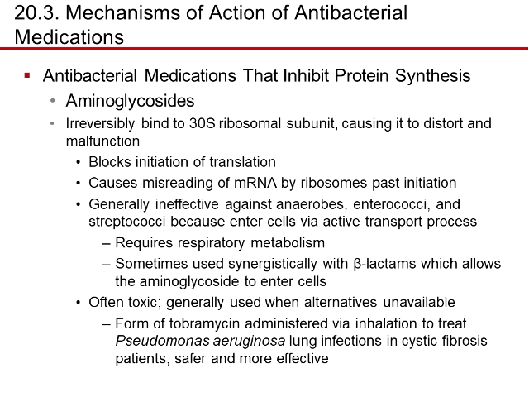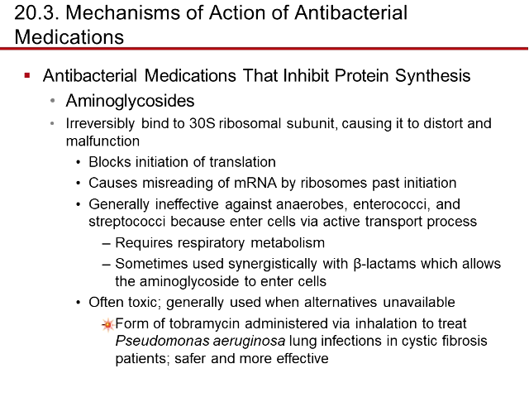Aminoglycosides, for instance, irreversibly bind to the 30S ribosomal subunit, causing distortion and malfunction. It blocks the initiation of translation and causes the misreading of the messenger RNA by the ribosome past initiation. Generally ineffective against anaerobes, enterococci, and streptococci because they enter the cells via an active transport process that requires respiratory metabolism. Sometimes it's used synergistically with beta-lactams, which allows the aminoglycoside to enter the cells. But it has a high toxicity level, and it's generally used when alternatives are unavailable.